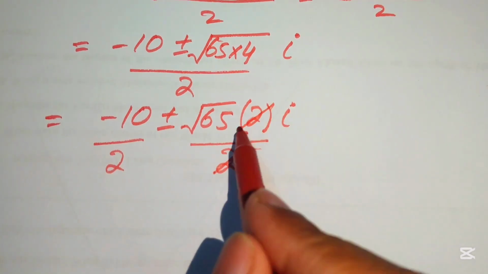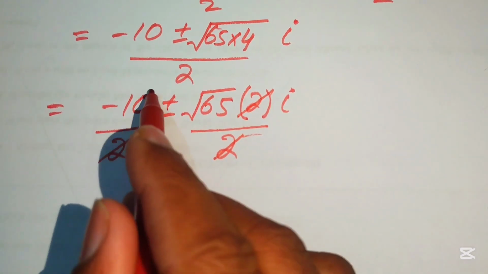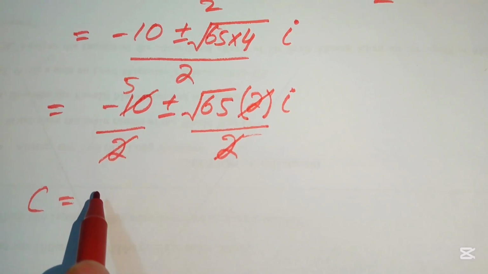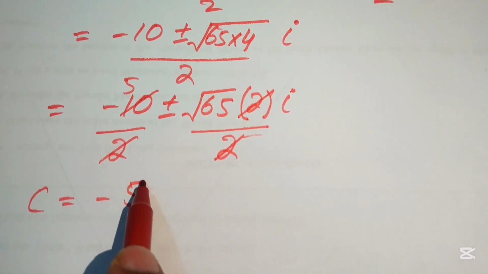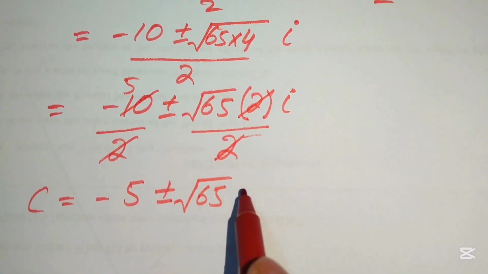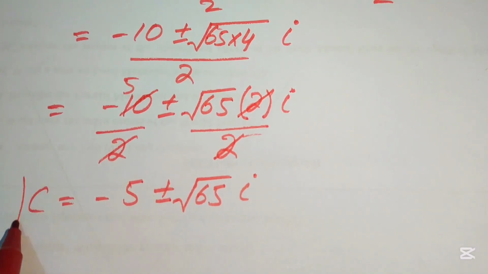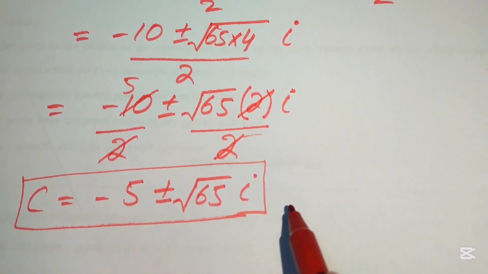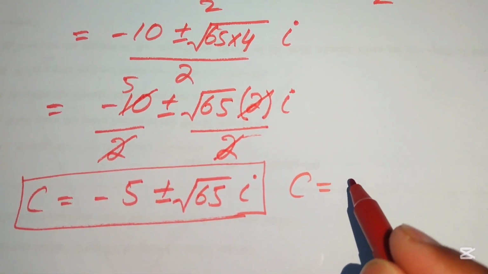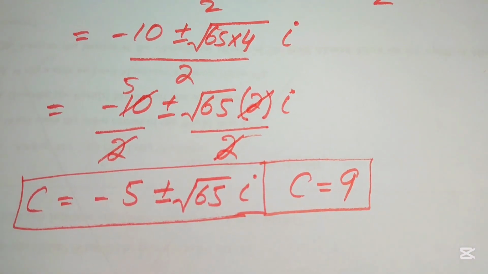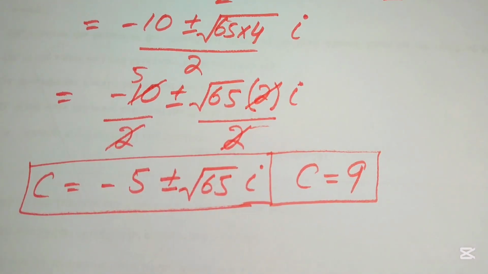So you see that this 2 and 2 are cancelled by each other, and these 2 5s are 10, and finally we get the other two roots of the given equation as minus 5 plus minus square root of 65 into iota. So these are the two complex roots of the given equation, and the one root is a real root, c equals 9. So these are the three roots of the given equation, and this is the final answer.